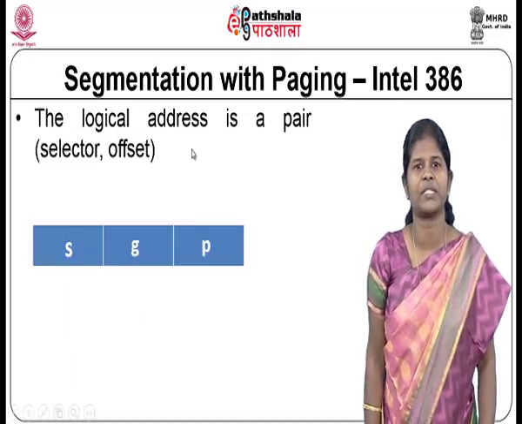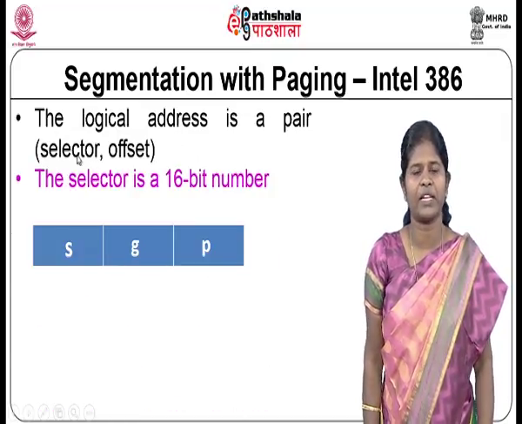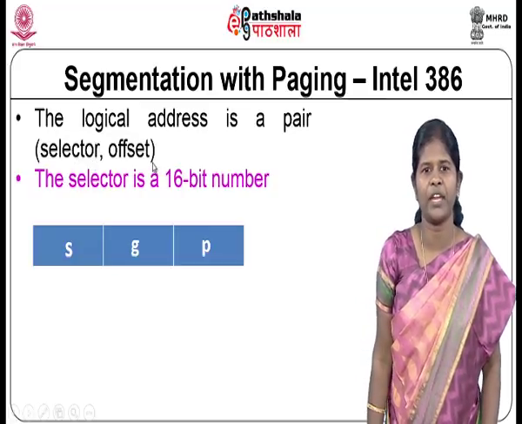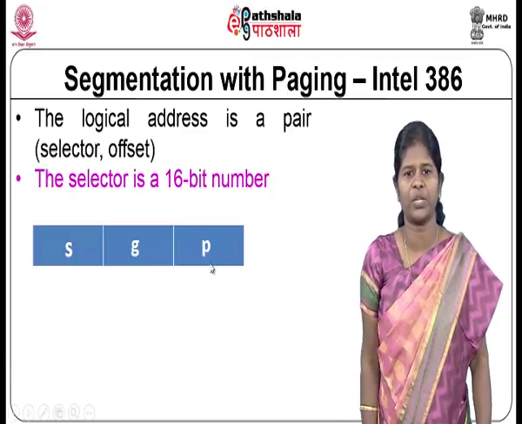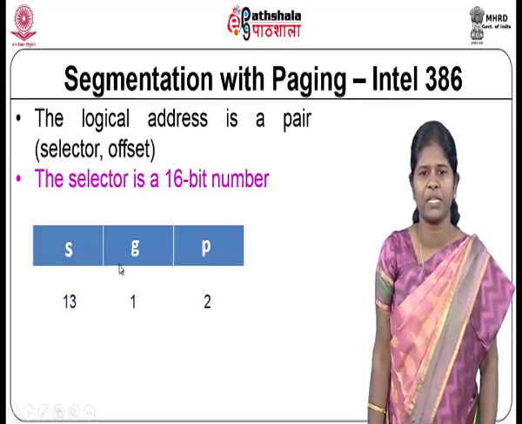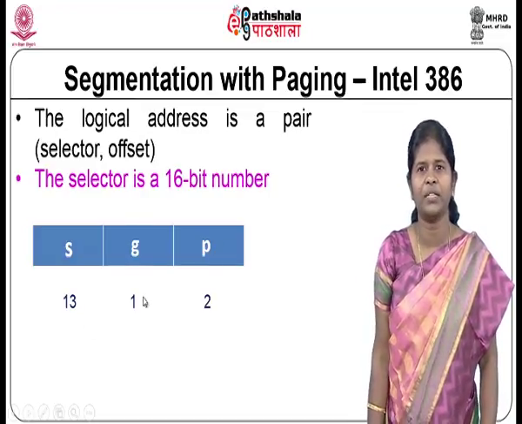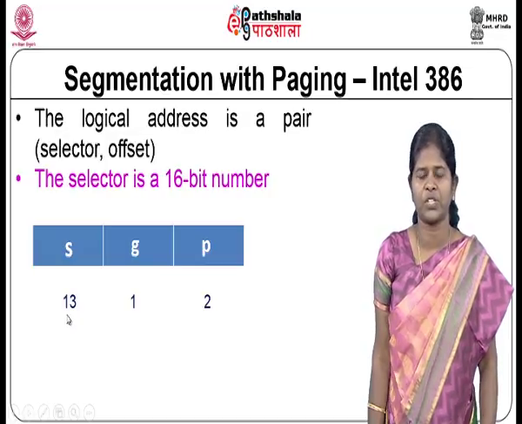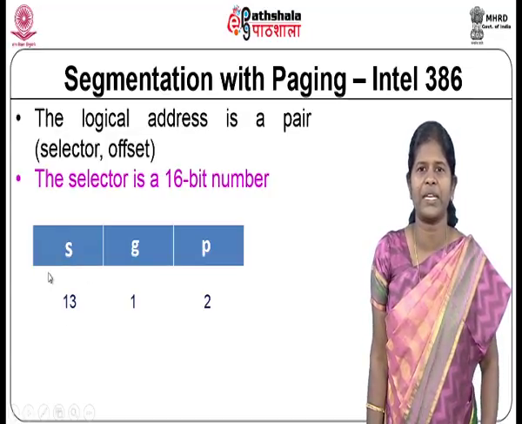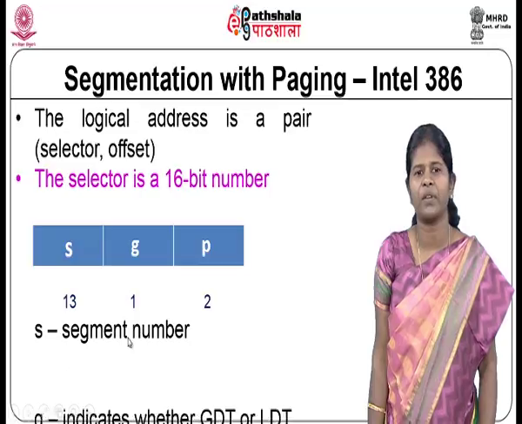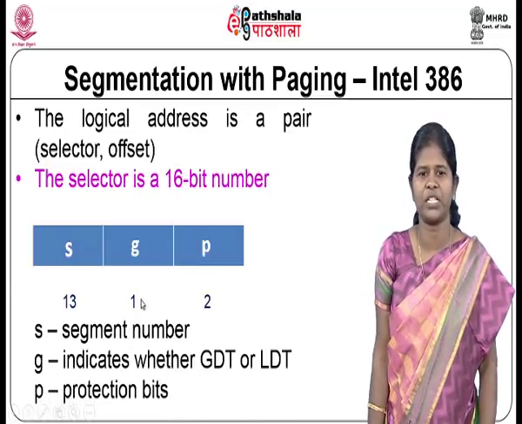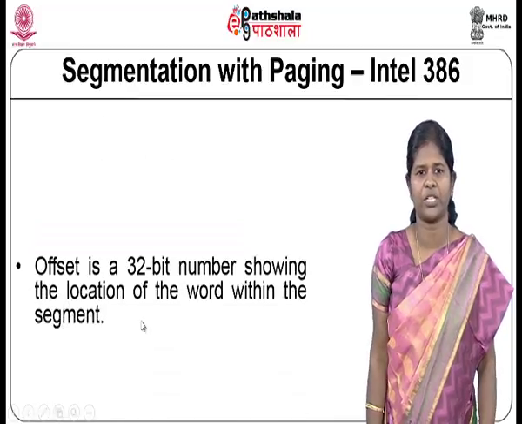So, the logical address is a pair, comprising a selector and an offset. The selector is a 16-bit number which is again divided into 3 parts: a 13-bit segment number, 1 bit for G, and 2 bits for P, which are the protection bits. This G value decides whether the LDT or the GDT should be used, and the segment number is used as an index into the LDT or the GDT, depending on the value stored here. So, S is the segment number, G indicates whether GDT or LDT, and P indicates protection bits.